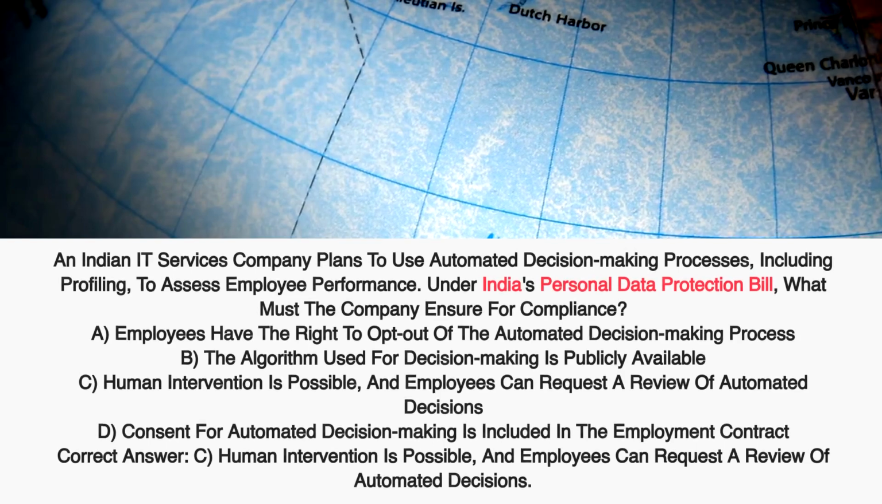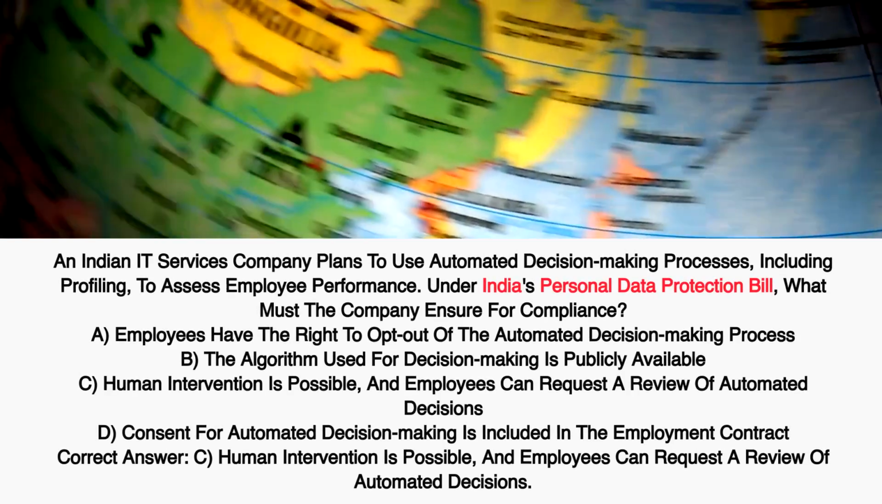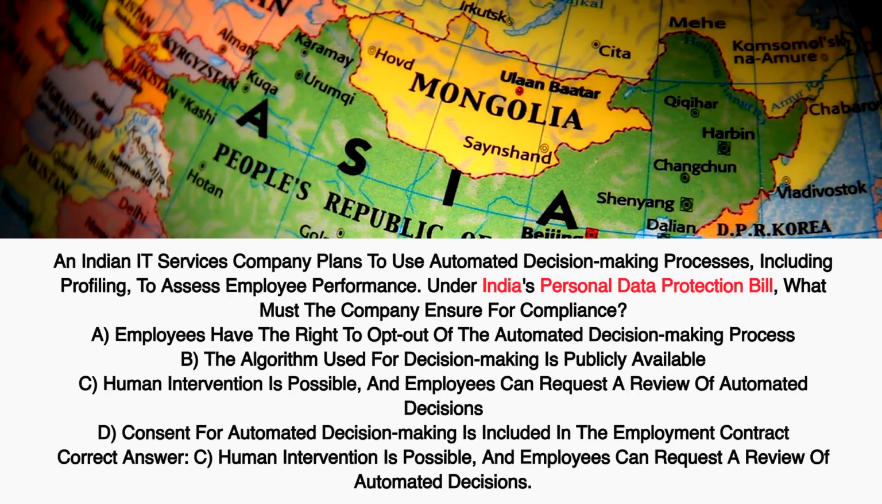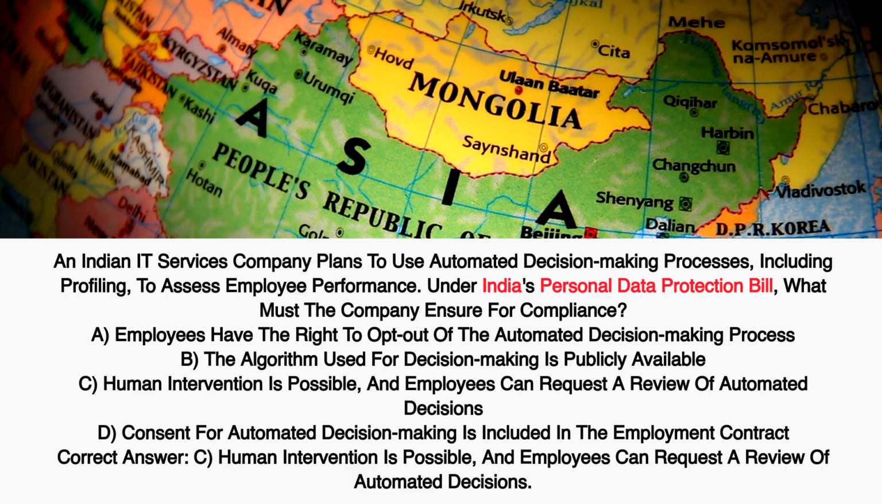An Indian IT services company plans to use automated decision-making processes, including profiling, to assess employee performance. Under India's Personal Data Protection Bill, what must the company ensure for compliance? A. Employees have the right to opt out of the automated decision-making process.